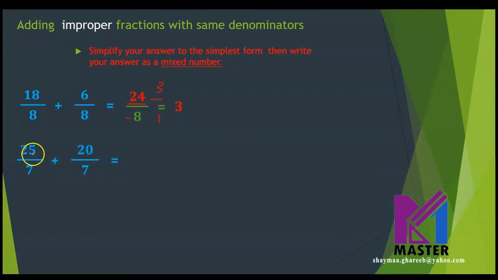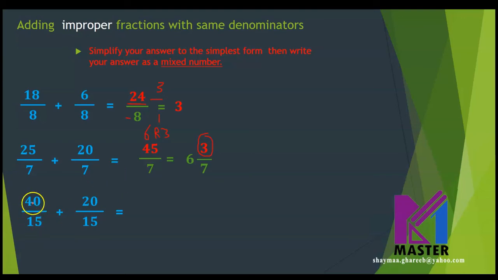The next example, 25 over 7 plus 20 over 7, the sum will be 45 over 7. Can I simplify this fraction? No, it is the simplest form, but I can write it as a mixed number because this is an improper fraction. So 45 divided by 7 equals 6, remainder 3. So how to write this as a mixed number? It will be 6 and 3 over 7. I always write the remainder up.